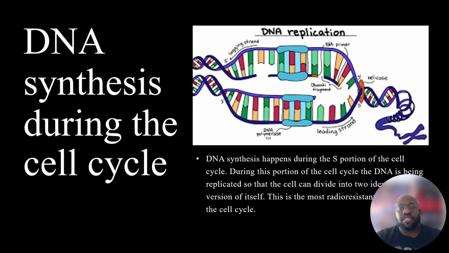DNA synthesis is pretty much when the DNA within a cell breaks down to replicate itself to create a new cell. And this happens in mitosis and meiosis. This is also the most radioresistant part of the cell cycle. And the reason for this is because this is when the cell can repair itself if there is damage. And if it can't repair itself, it'll kill itself, which is better than it becoming malignant. So this is one of the reasons it's the most radioresistant part of the cell cycle.